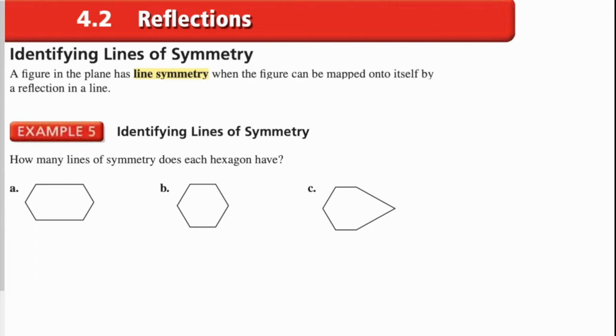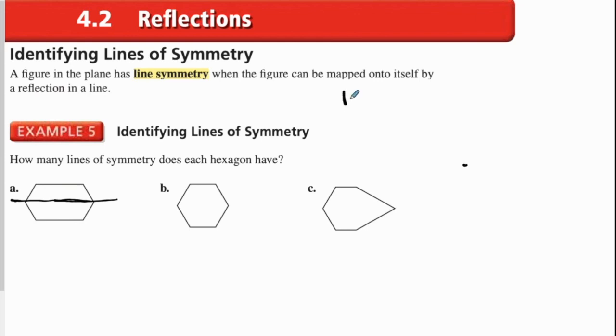And finally, to wrap up this section, we talk about something called lines of symmetry. Here it says a figure in a plane has line symmetry when the figure can be mapped onto itself by a reflection in a line. So what does this mean? This means that if I draw a line through this figure, notice that this point will map onto itself and vice versa. This one will map up on top. And if we do that, we'll say, can you tell the difference between the pre-image and the image? And the answer is no.